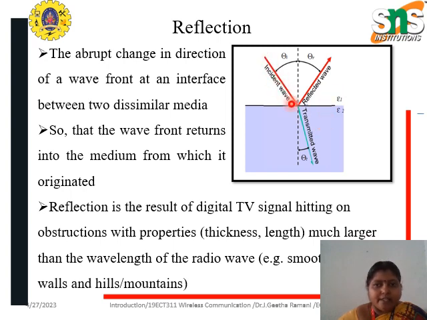Suppose a wave is incident on a smooth surface, it tends to be reflected back, isn't it? So that the wavefront returns into the medium from which it originated. This is called the reflection phenomenon. Reflection is the result of digital TV signals hitting obstructions whose thickness and length are much larger than the wavelength of radio waves. In this case, the waves are just reflected back.